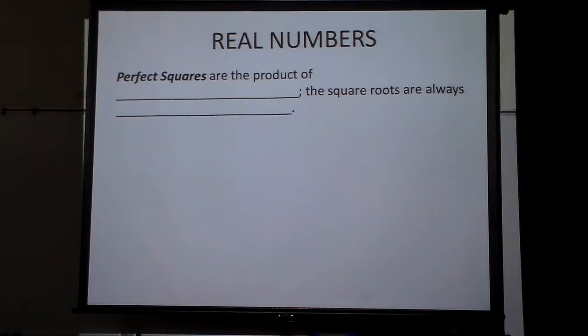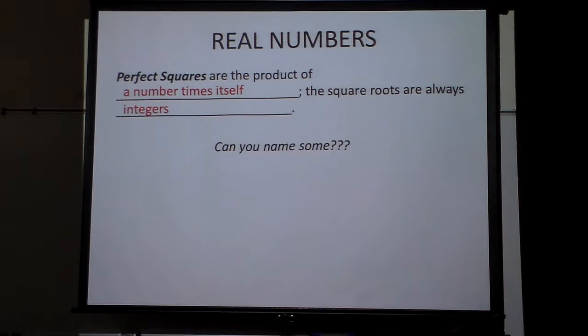Okay? And perfect squares are the products of a number times itself, so the square roots are always integers. In other words, like I talked about, the square root of 25 is 5, yet the square root of 25 could also be -5. Because what is -5 times -5? It is a positive 25.